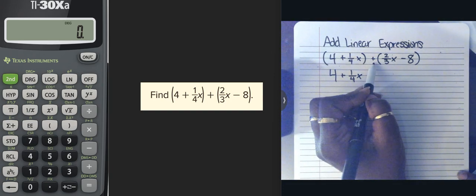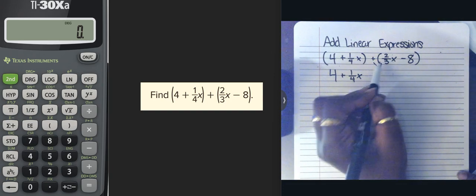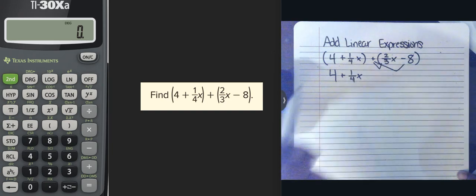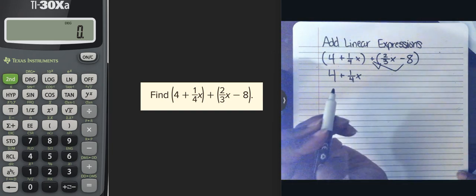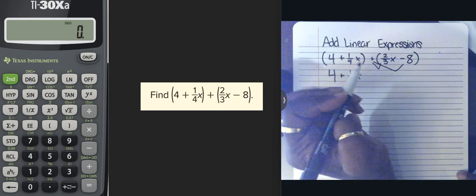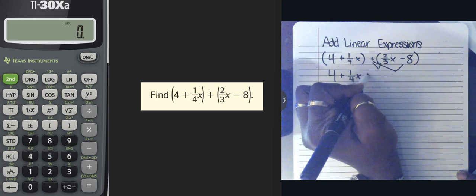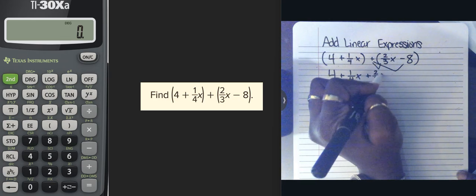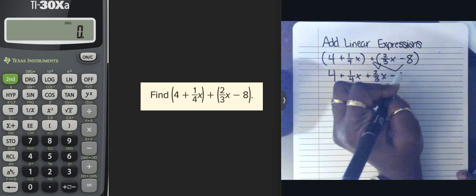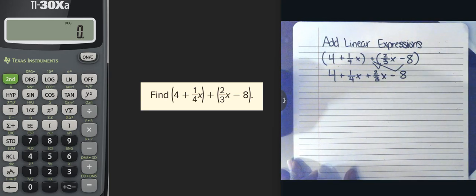Now here, when we look over there, we have a positive and a positive, which is going to be a positive, and then a positive and a negative. So we've got to remember those signs. So this is going to be the same thing as plus 2/3 x, and then we're going to subtract 8. Okay, so notice now we have everything outside of the parentheses.